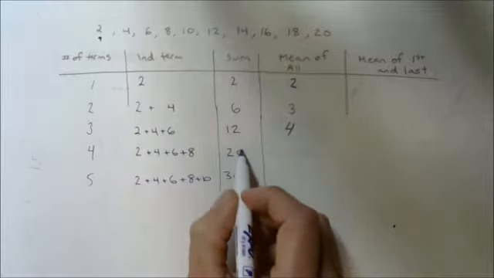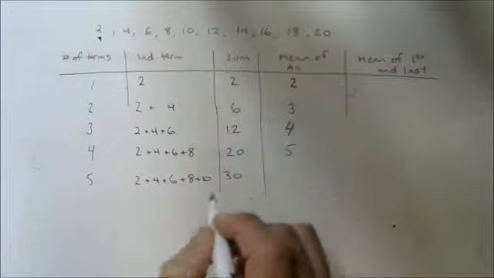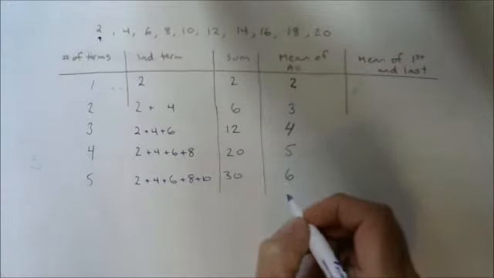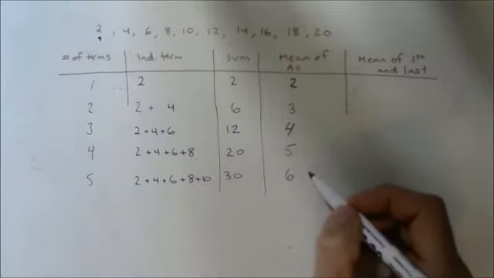You can see how the term average is climbing. The first 4 terms adds to 20. The average of that is 5. And the first 5 terms adds to 30. The average of that then is 6. And you can see we're actually creating a pattern in this column, the mean of all terms.